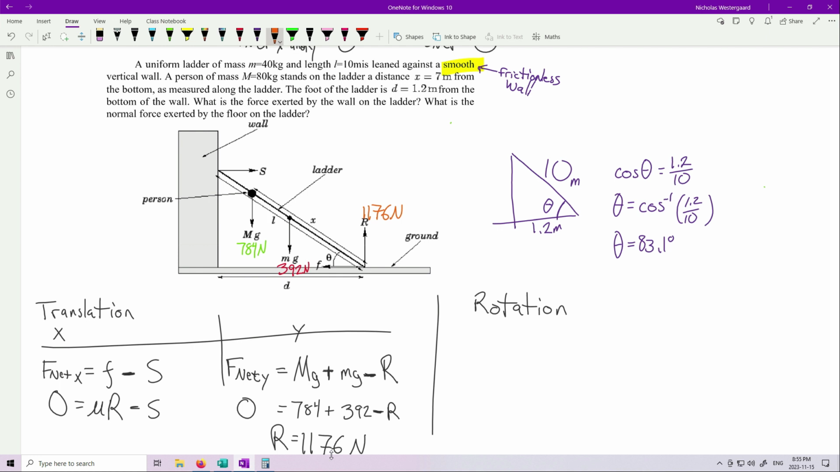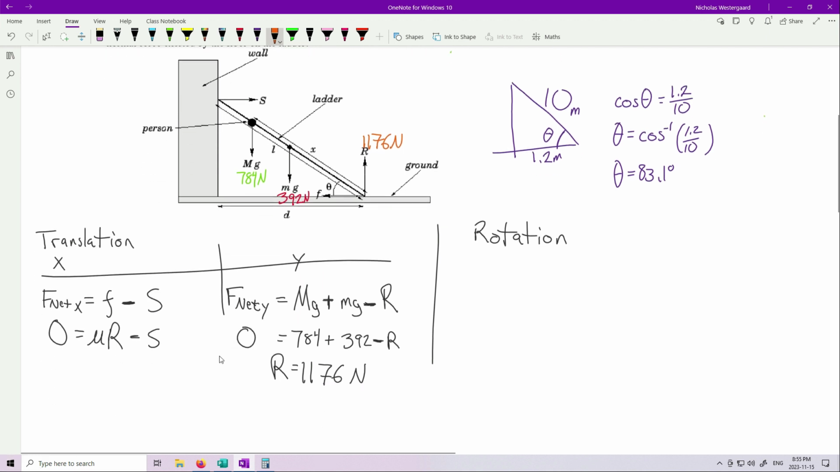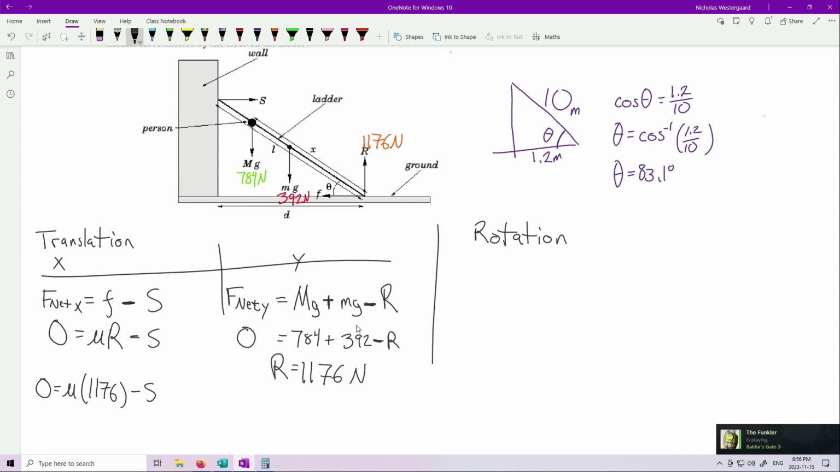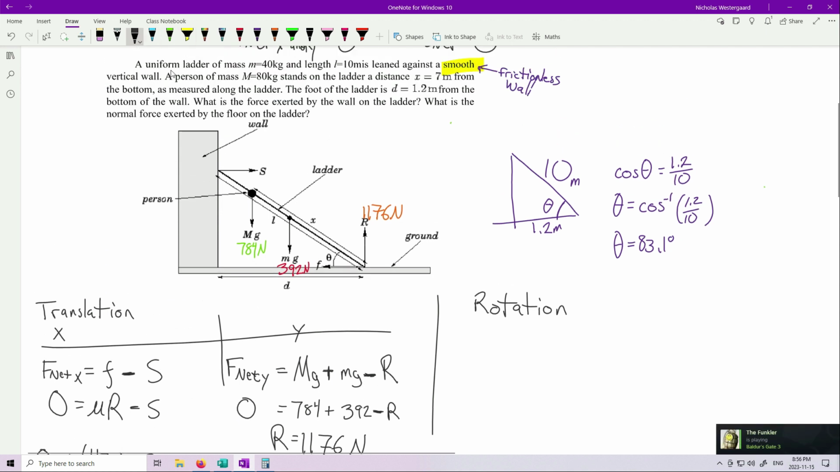Do we have such luck with our normal force on the wall? Well, taking a look here, hey, look at this F net x. I can use this, substitute it in. 0 is equal to the coefficient multiplied by 1176 minus S. If I know the coefficient of friction, this problem is solved, and I didn't even need to look at a rotation. Let's see, uniform ladder, smooth wall, not smooth floor, so no, distance ladder, measure foot of the ladder. Oh.